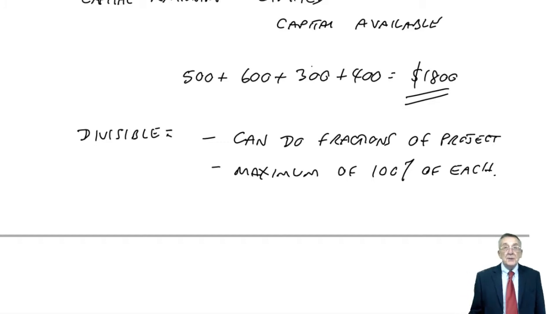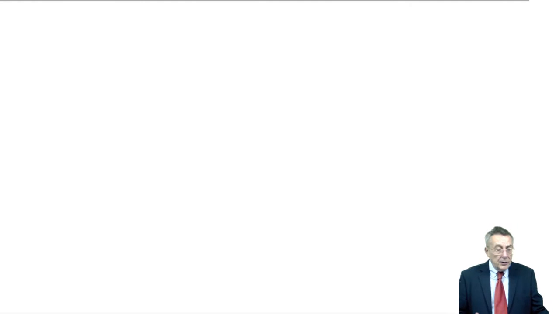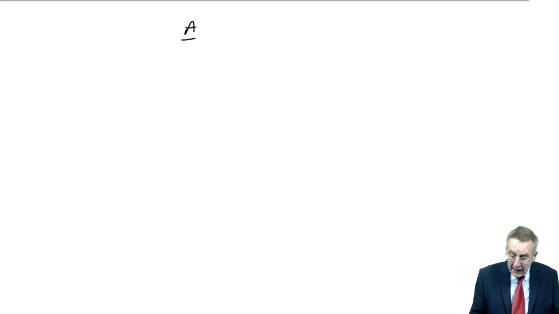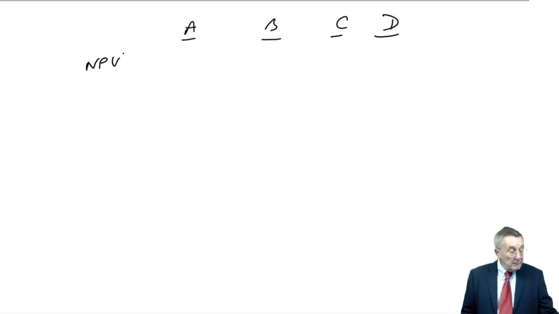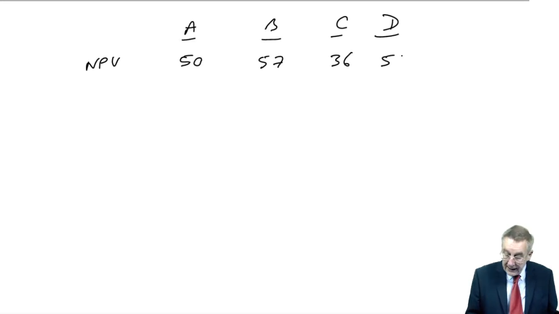And the approach we use is in fact something you should have seen in paper P1, where we did it for slightly different reasons. But I think this should be logical. What we do, A, B, C, D, we say, well, what's the net present value? A is 50, B is 57, 36, 50.